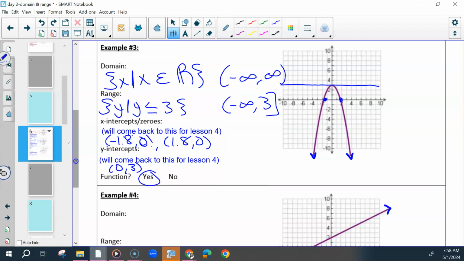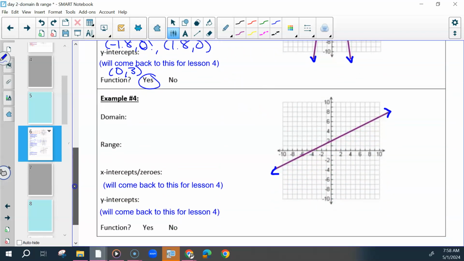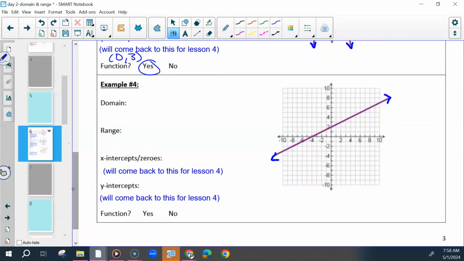Do we have any questions with that? So it literally reads x such that x is an element of all real numbers. But in summarization, it means all real numbers. It means the same thing. Okay. And example 4, what would that domain be?